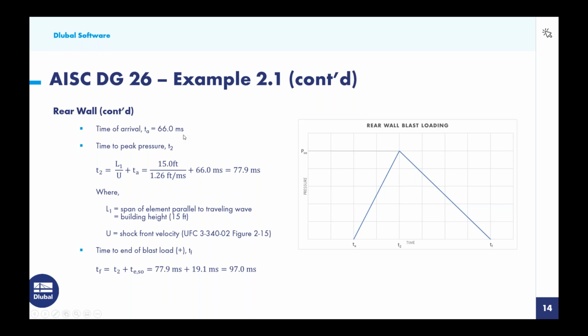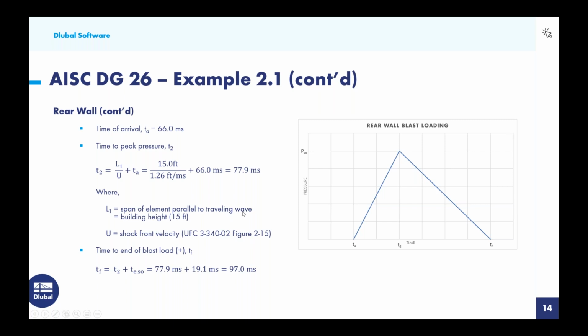We calculated that from figure 2-15. What we now need to calculate is this time to the peak pressure, T2. And that's really easy to calculate because how we'll do this is to take into consideration T sub A here, which is the time of arrival, and we're going to add on L1 over U, where L1 is the span of the element parallel to the traveling wave.